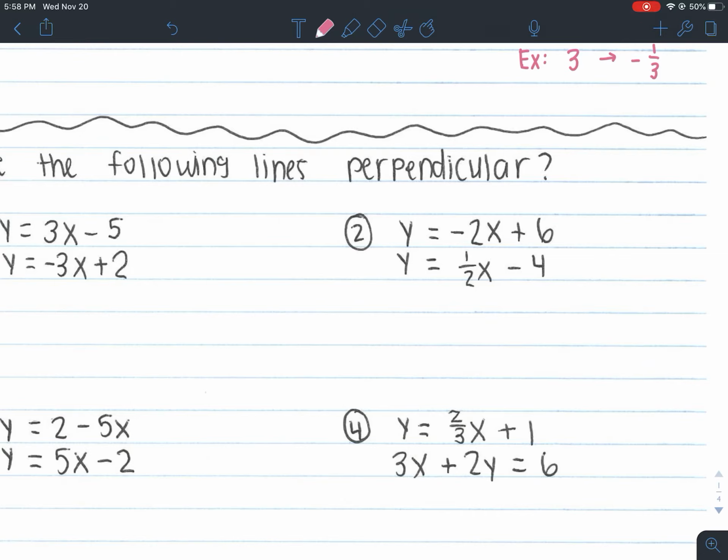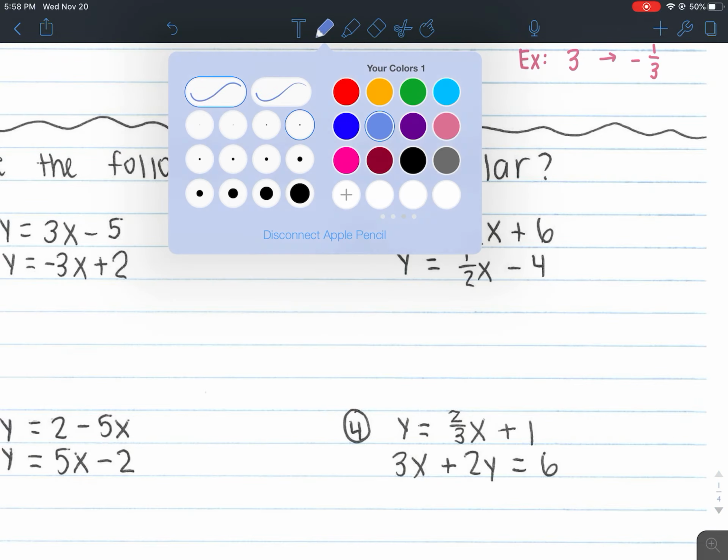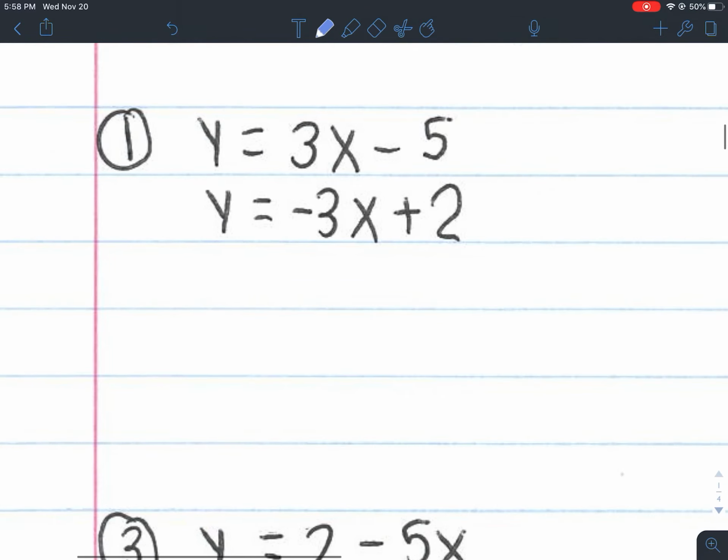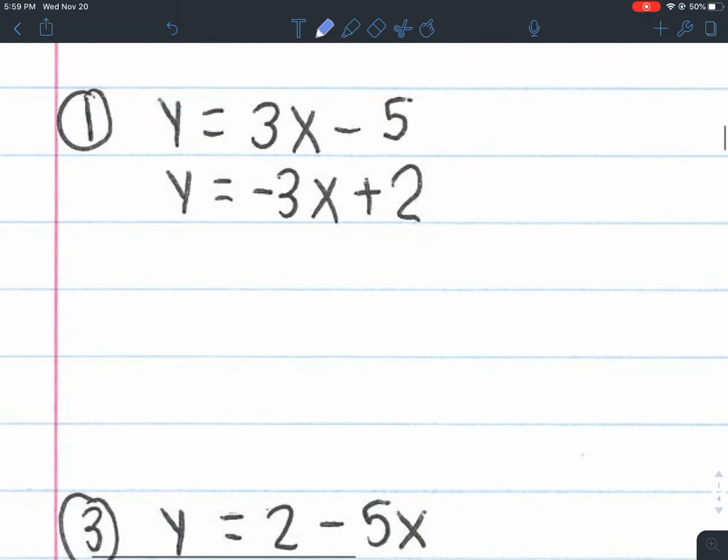In order for us to know what the slope is, we want it to be in slope-intercept form: y equals mx plus b. When it's in this form, it's easy for me to identify what the slope is because it's always attached to my x variable. If it's not in slope-intercept form, we need to get y by itself. So in number 1, both of my equations have y by itself. They're both in slope-intercept form.